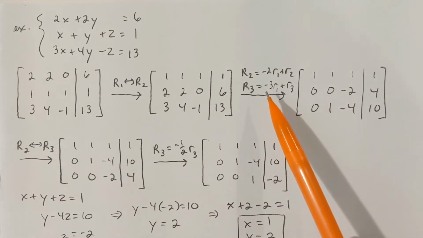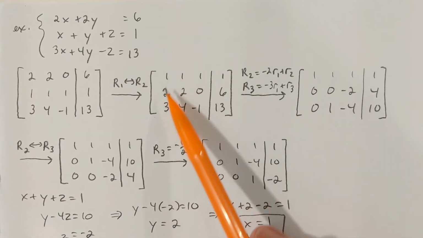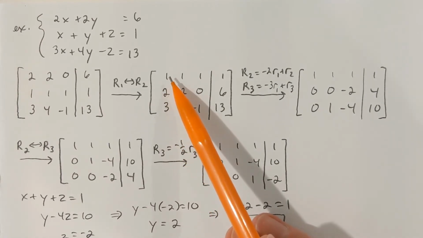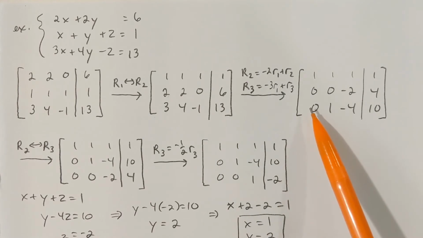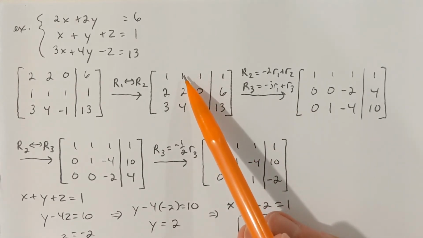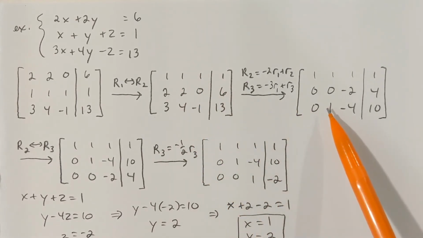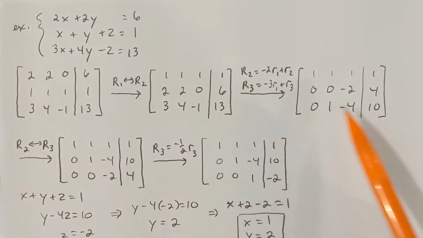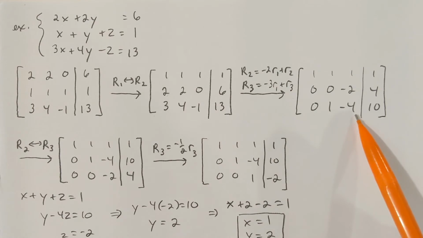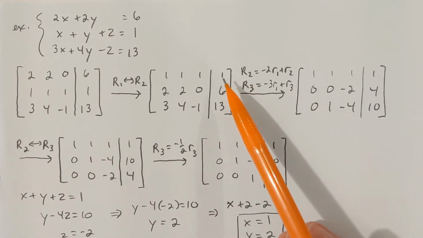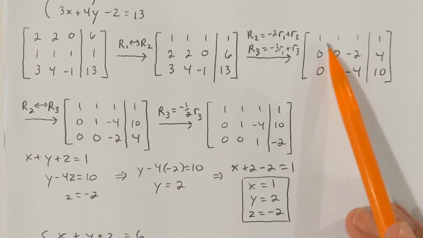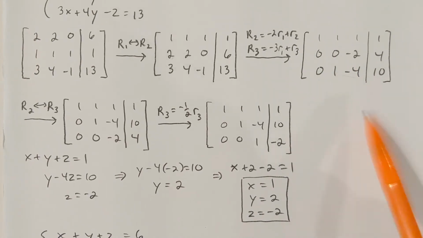The new row 3, we're looking at negative 3 times row 1 plus row 3. Okay, so negative 3 times 1 is negative 3, plus 3 is 0. Negative 3 times 1 is negative 3, plus 4 is 1. Negative 3 times 1 is negative 3, minus 1 is negative 4, and then negative 3 times 1 is negative 3, plus 13 is 10. Column 1 is now set, and so now we're going to move on to column 2.